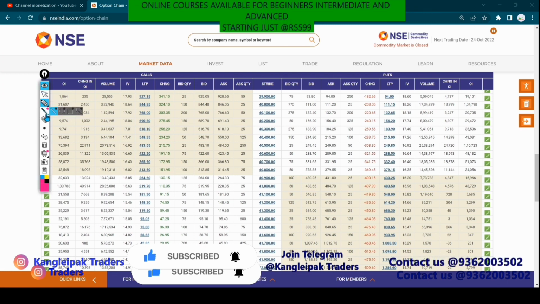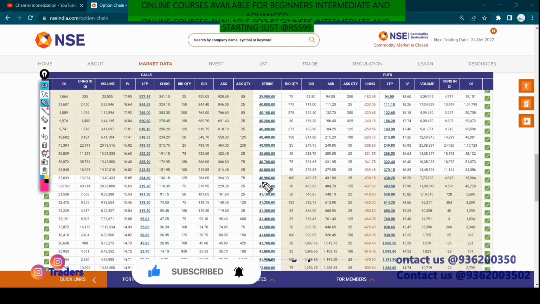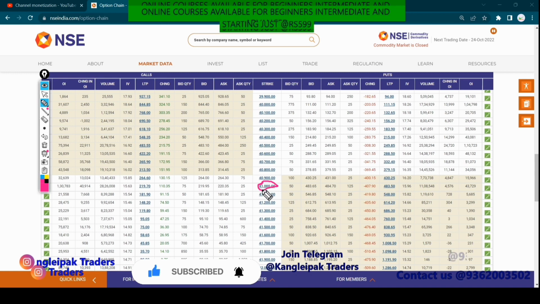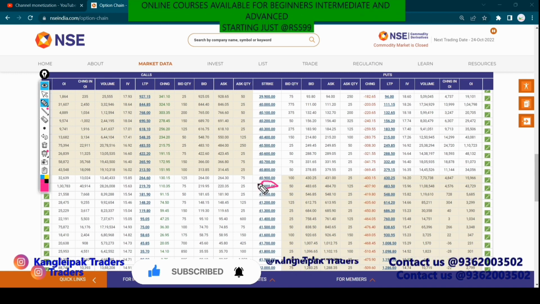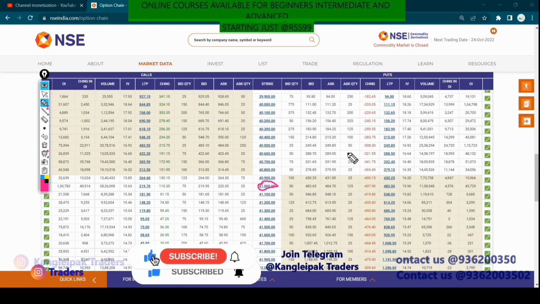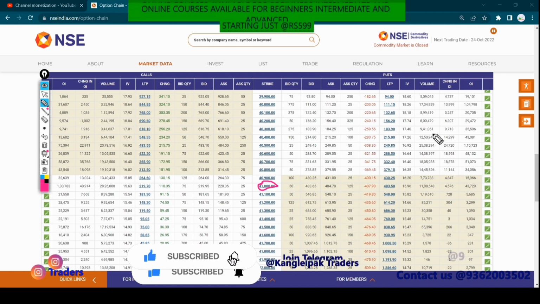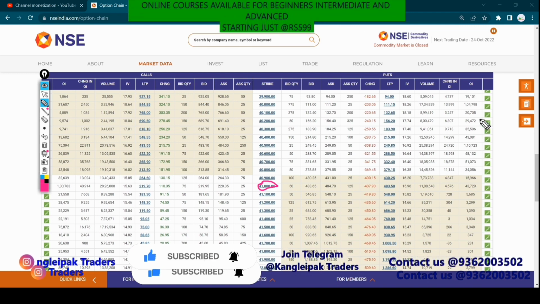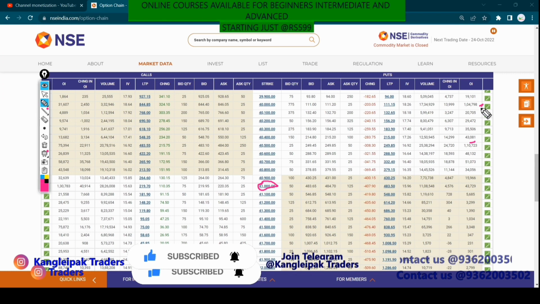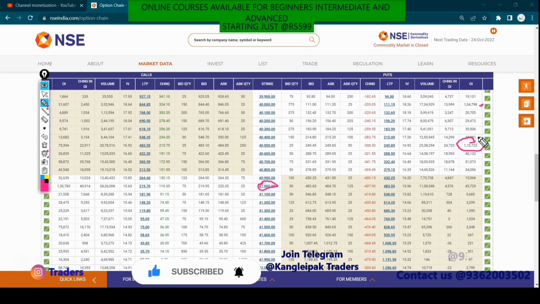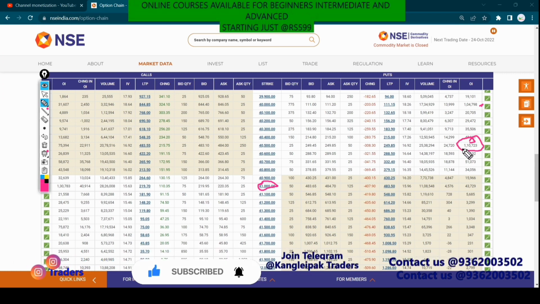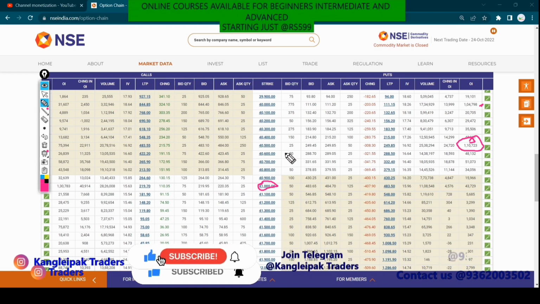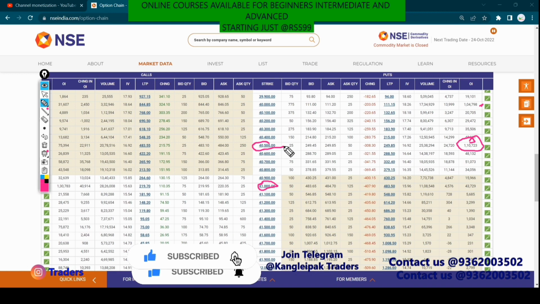And in the same way, let's have a look at the put side. Where are the highest number of people betting on the put side? Here it is 1,10,000, and this is 1,04,000. So this 1,10,000 is the highest, and the next highest is 1,04,000. We are not going to focus on that; we are going to focus on this particular strike price. This is 40,500. So this is 40,500 PE and this is 41,000 CE.